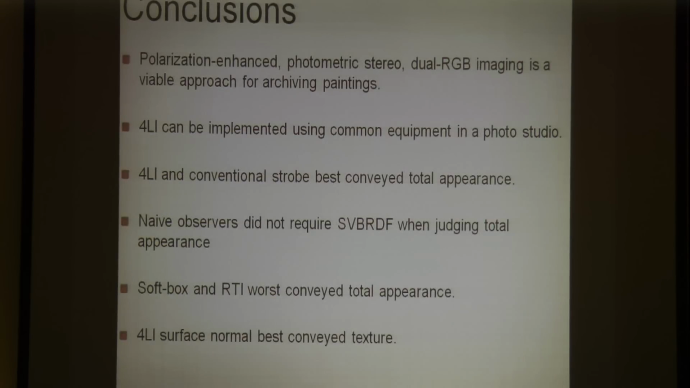So in conclusion, the polarization enhanced stereo dual RGB imaging seems like a viable approach for archiving paintings. The four-light approach can be implemented pretty easily with the strobes and a regular digital camera. So I think it would fit in quite well with a normal studio. I found it interesting that naive observers didn't require spatially varying information when judging total appearance. The softbox and RTI worst conveyed total appearance for this set of observers, whereas the four-light surface normal best conveyed texture.